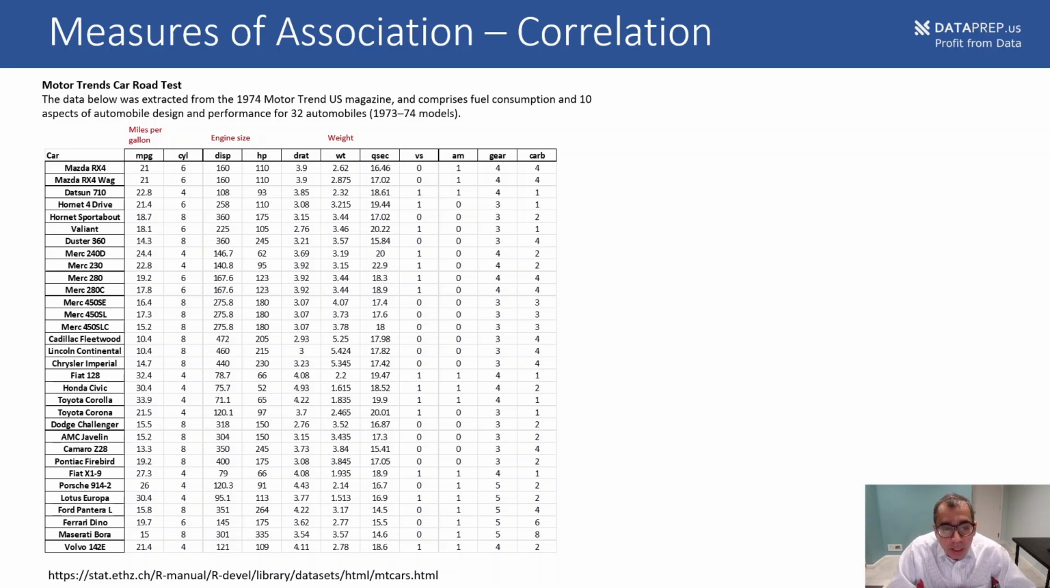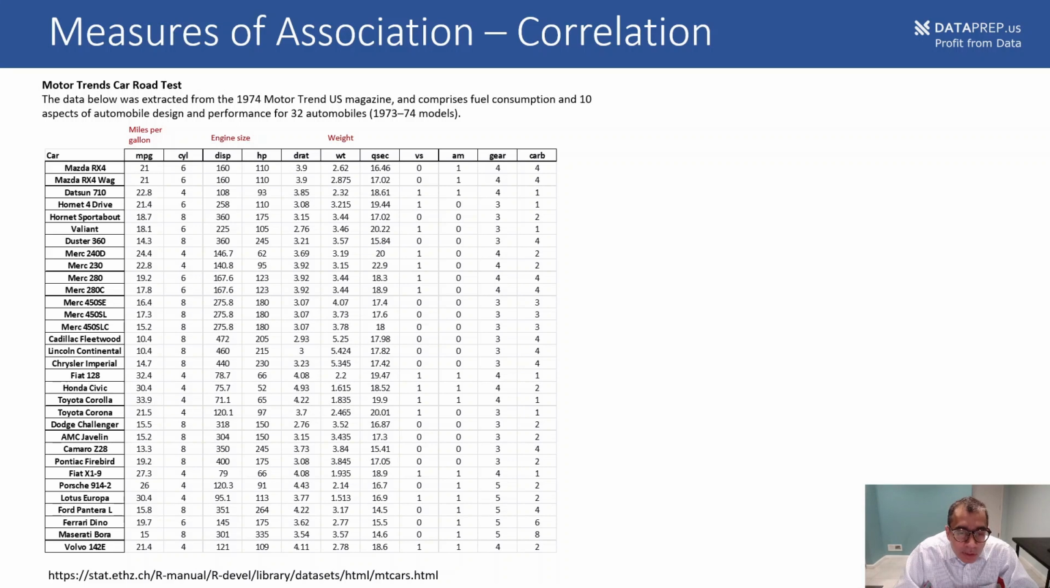Next, we are going to look at correlation. We all, from our daily lives, have an intuitive understanding of what correlations are. What you see on screen is a toy dataset with information on 32 cars that was extracted way back in 1974. It has 10 key attributes relating to every car: how many miles per gallon, how many cylinders does the car have, what is the engine size or displacement, and so on.